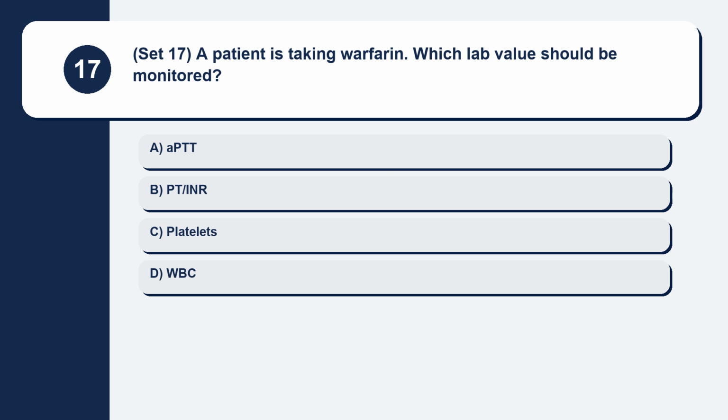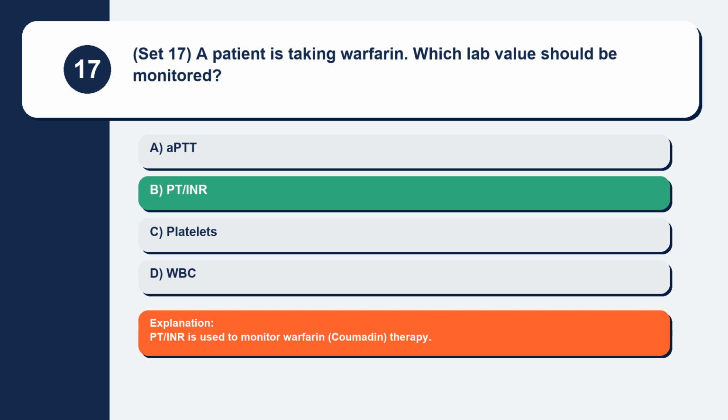Question 17. Set 17. A patient is taking warfarin. Which lab value should be monitored? APTT, PT/INR, platelets, WBC. PT/INR is used to monitor warfarin, Coumadin, therapy.